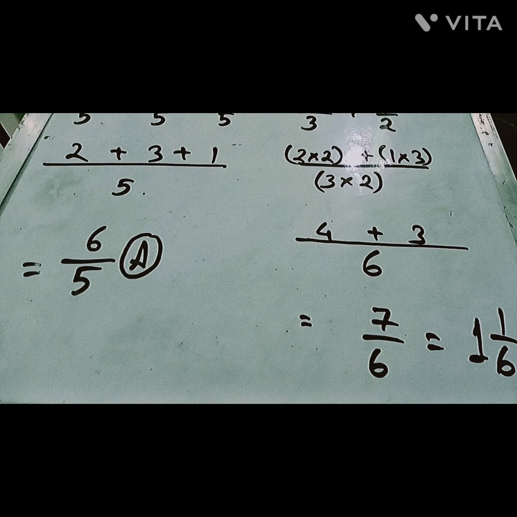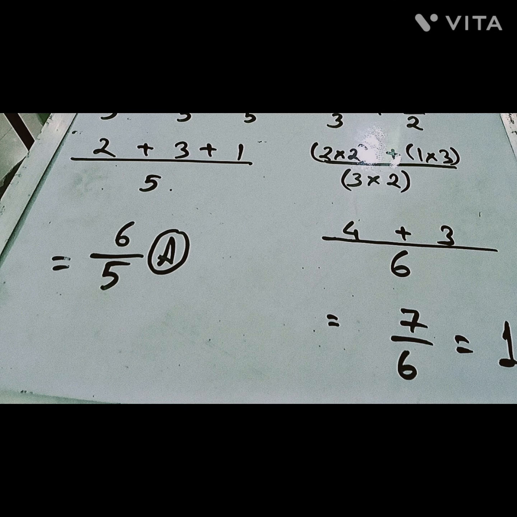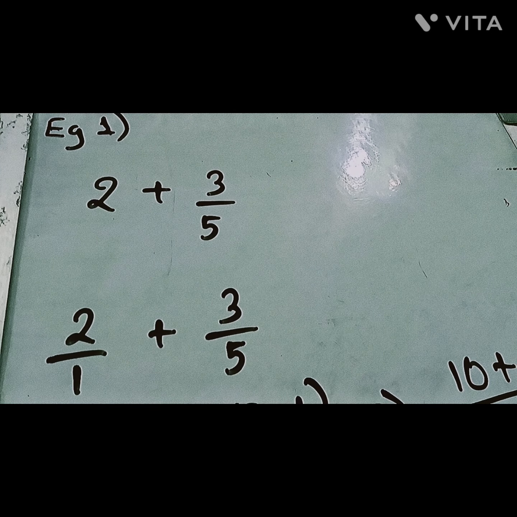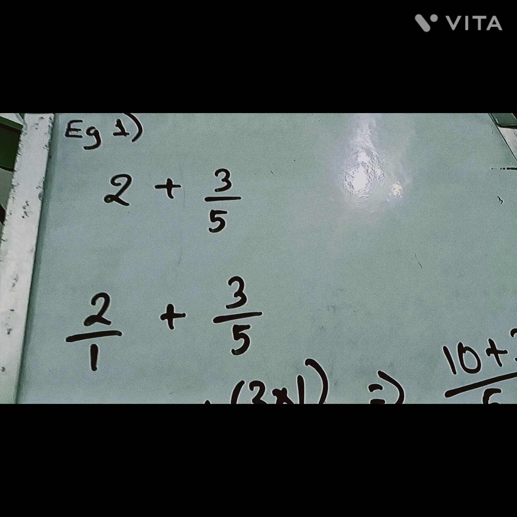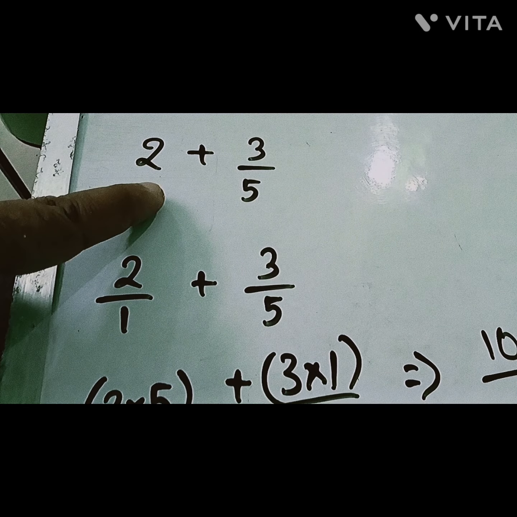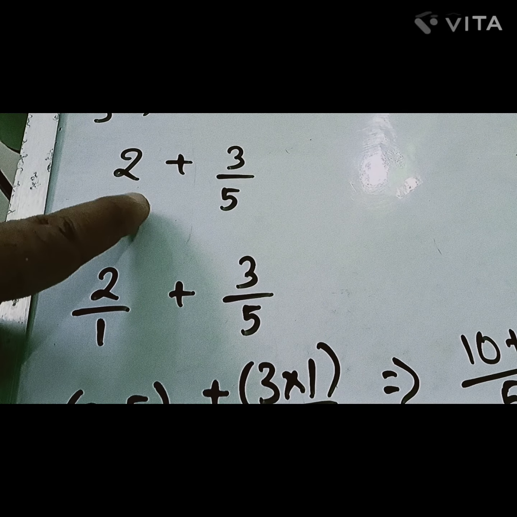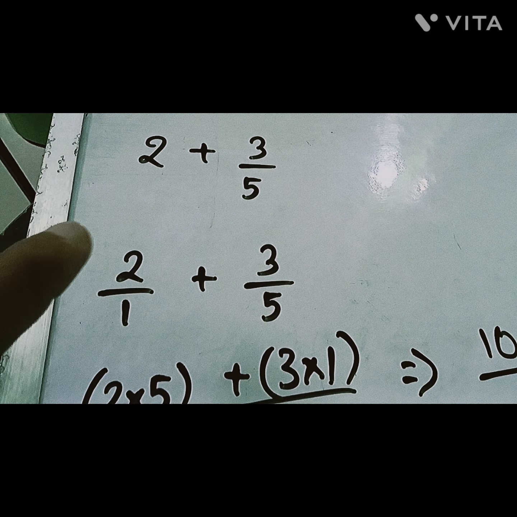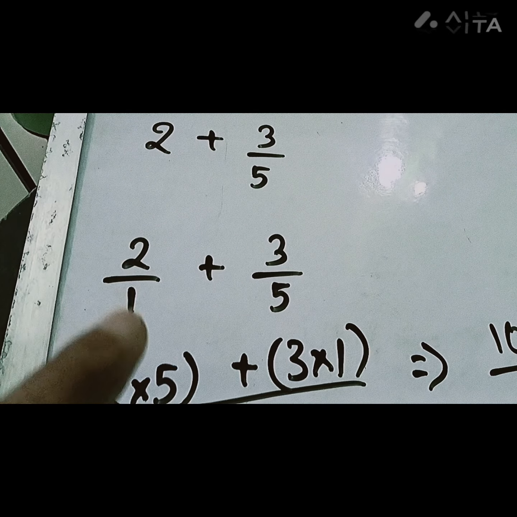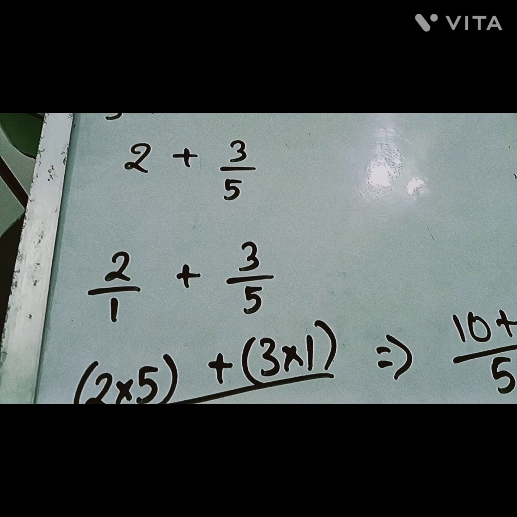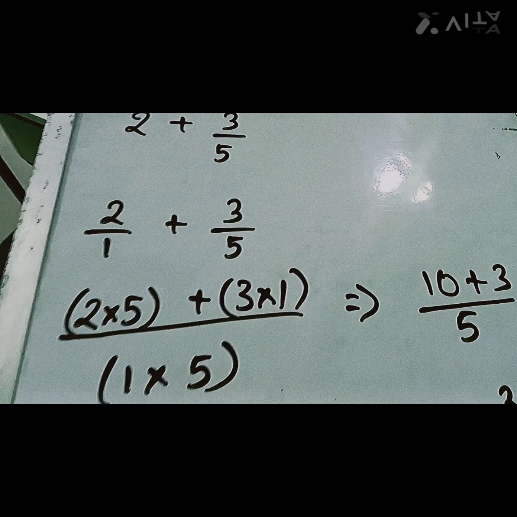Let us understand with some more examples. So example number 1 is 2 plus 3 by 5. What is 2? It's a whole number. But every whole number is a fraction. So 2, the denominator, it's not written, it is always 1. If there is no denominator, it means it's always 1. 2 by 1 plus 3 by 5. Now the denominators are different, 1 and 5.